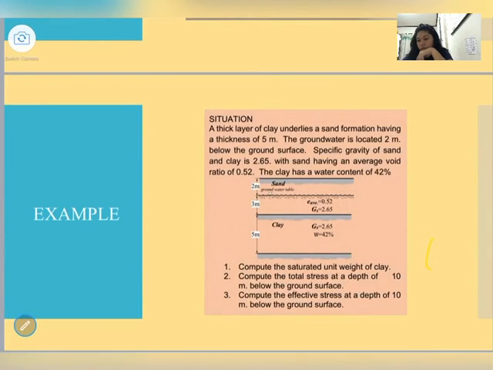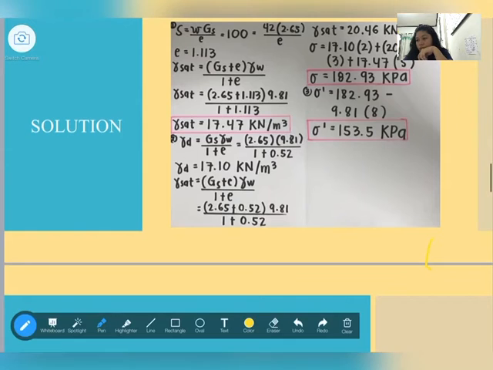So the effective stress is 153.5 kPa. So next topic is the flow nets.